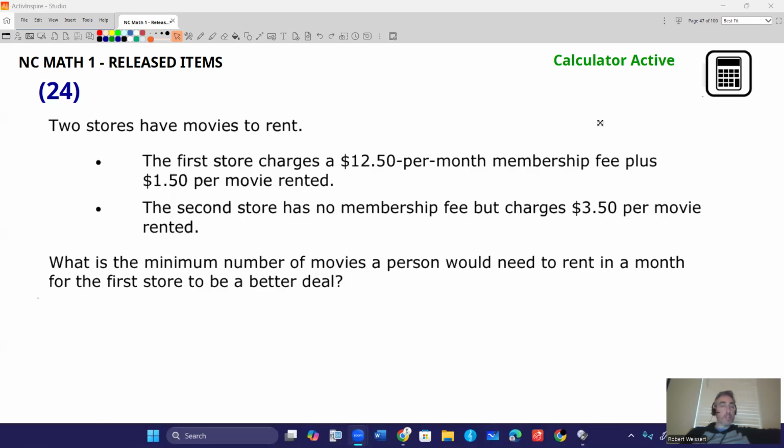NC Math 1 released items, calculator active. Question 24. Two stores have movies to rent.